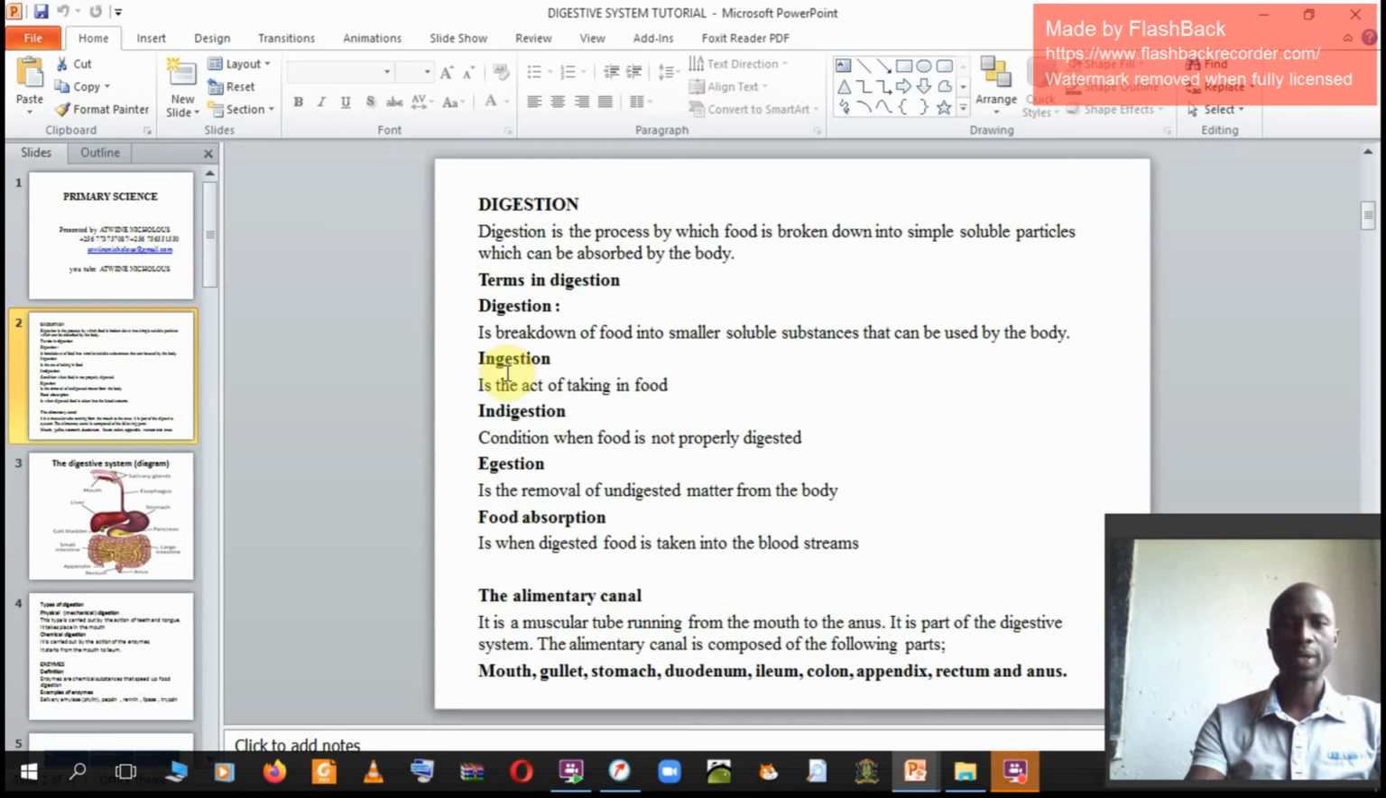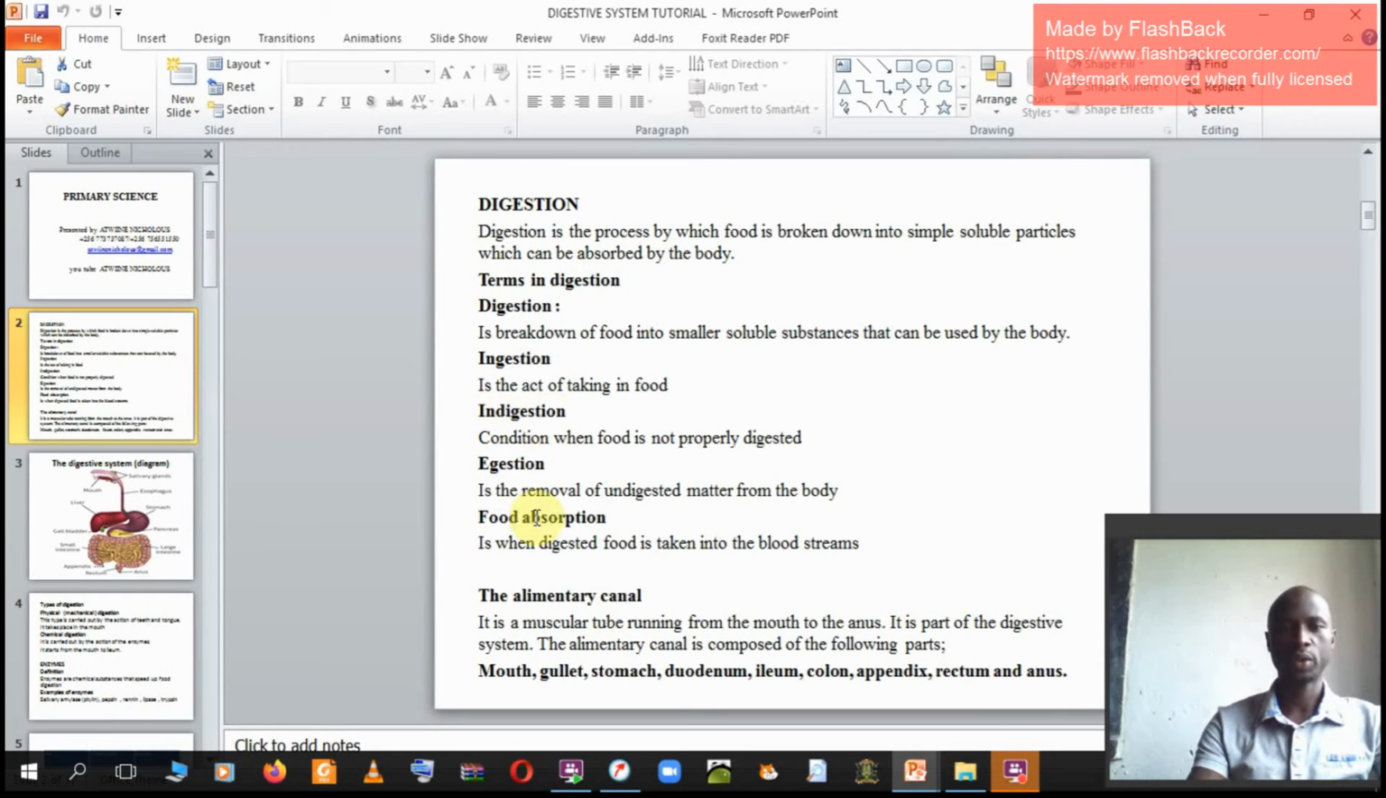Then we go to ingestion. Ingestion is the act of taking in, because you see the word ingest. So it is the act of taking in food. Then we have indigestion. It is a condition when food is not properly chewed. You just put food in the mouth, and after putting it in the mouth, you hurriedly swallow without chewing it very well. So you will have the condition that we call indigestion.